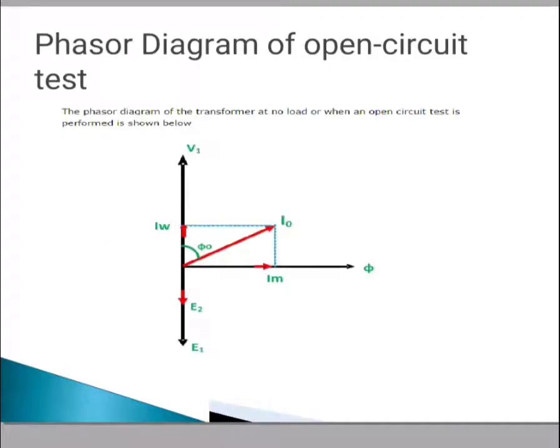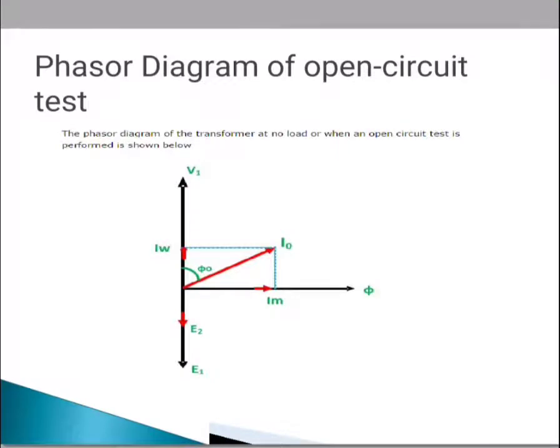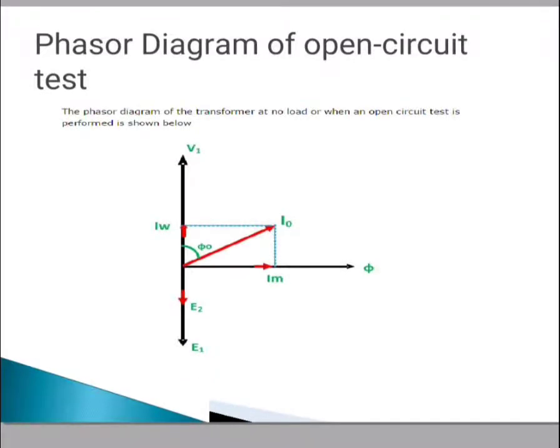Here we have the phasor diagram of the open circuit test. Im is the magnetizing current and IW is the working current, and from that we get the resultant current I0, that is the no load current. Then the iron losses measured by the open circuit test are used for calculating the efficiency of the transformer. This is how the open circuit test is carried out on the transformer.